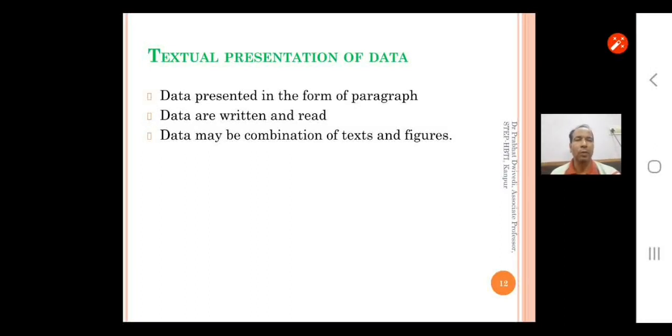This is written and can be read. So there is nothing in the form of figure or table or any graph. This may be a combination of text with a little bit of figures, but not only figures. There can be only textual presentation of data, but if required, a little bit of figures are used, but texts are definitely used. That is the textual presentation of data.